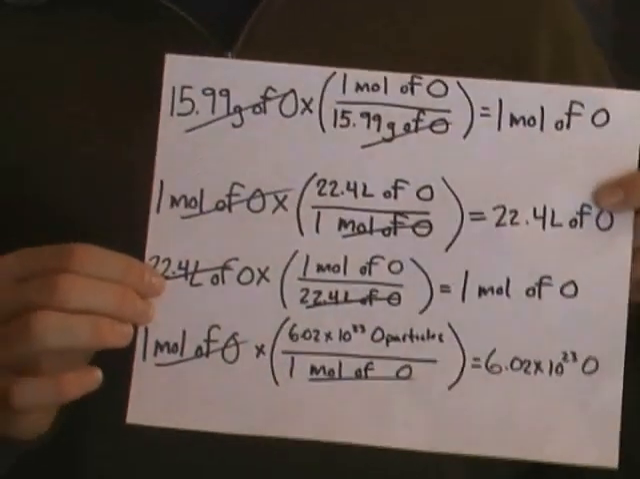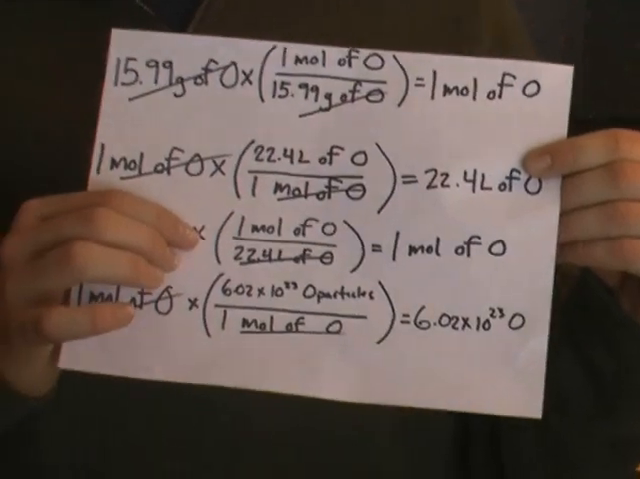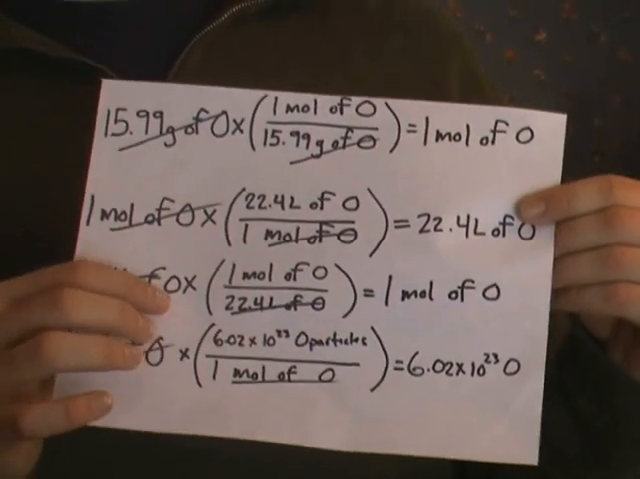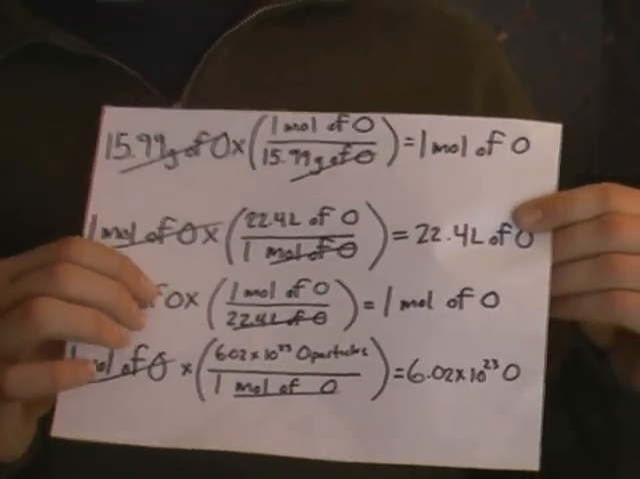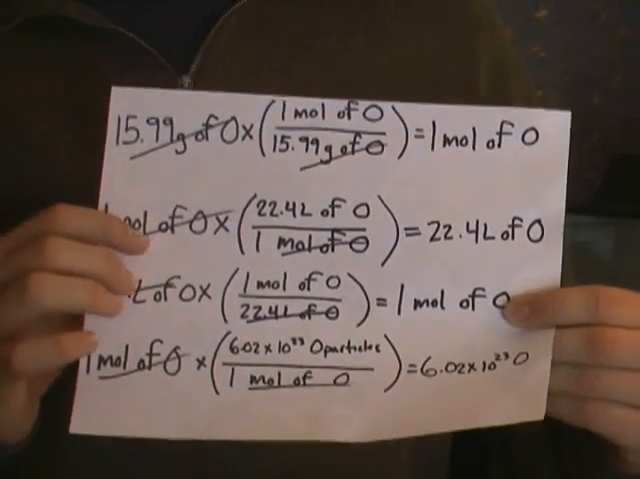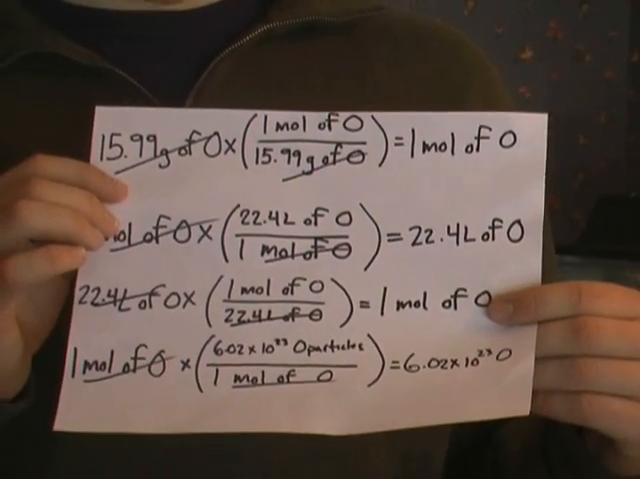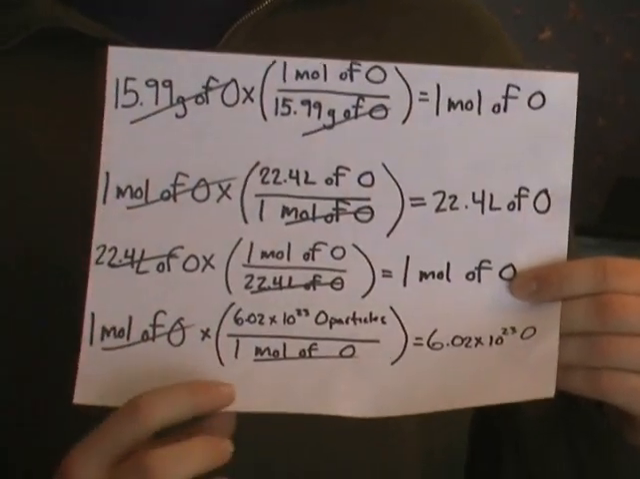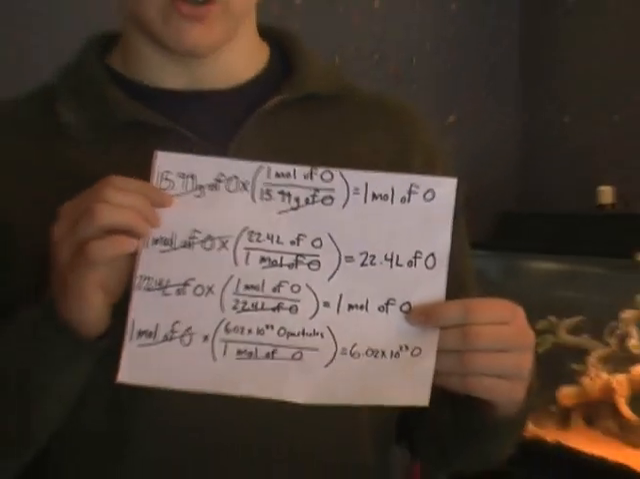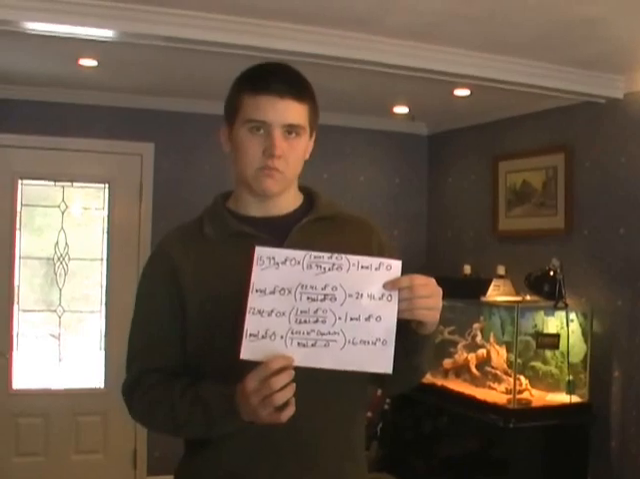Now, you take the 22.4 liters of oxygen and multiply by 1 mole of oxygen and divide it by 22.4 liters of oxygen. And as we said before, the 22.4 liters cancels out and you're left with 1 mole of oxygen. Now, you take the 1 mole of oxygen and multiply it by 6.02 times 10 to the 23rd representative particles of oxygen and divide it by 1 mole of oxygen, leaving you with 6.02 times 10 to the 23rd oxygen particles because the moles cancel out.